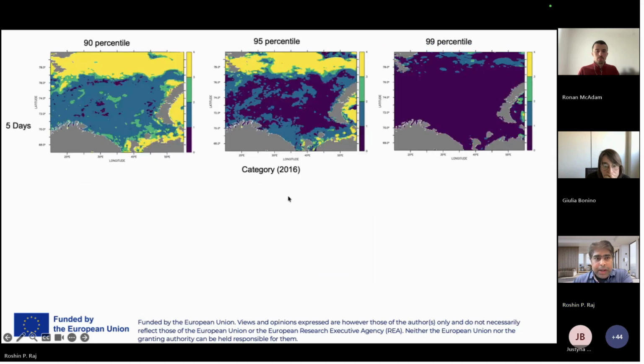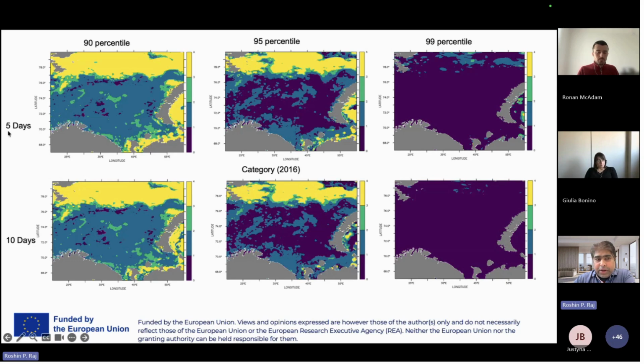Okay, so here is an example of the 2016 event. So during the year 2016, this is category 1, 2, 3, 4, for the 90th percentile, 95th percentile, 99th percentile. And this is for the 5-day persistence. You see the difference starting to show up. The difference is quite evident when we compare the 90th percentile and 99th percentile. While there are differences, of course, between the 90th and 95th as well.